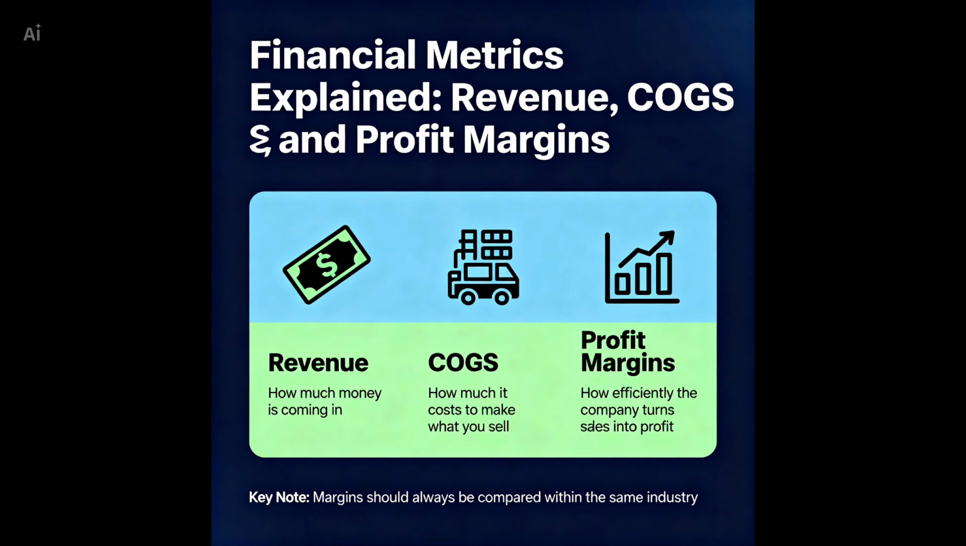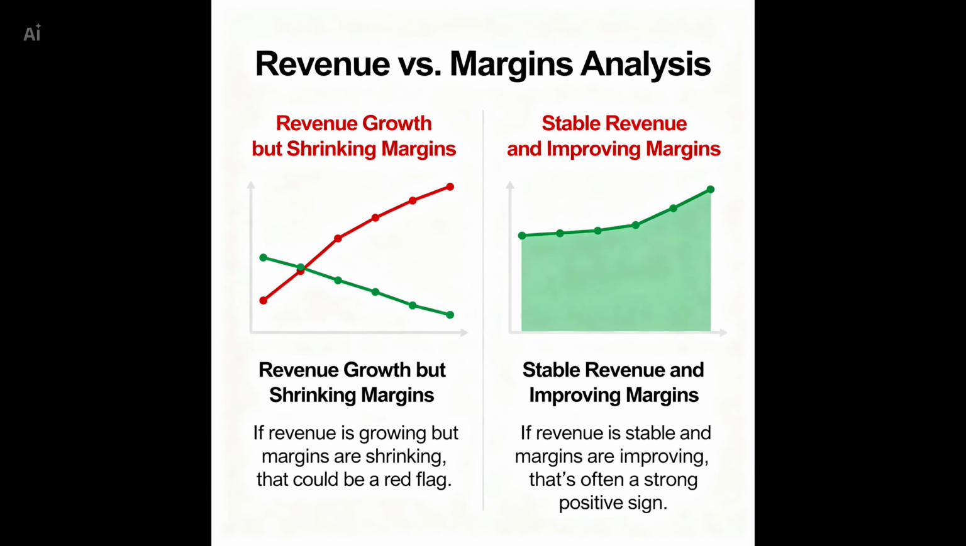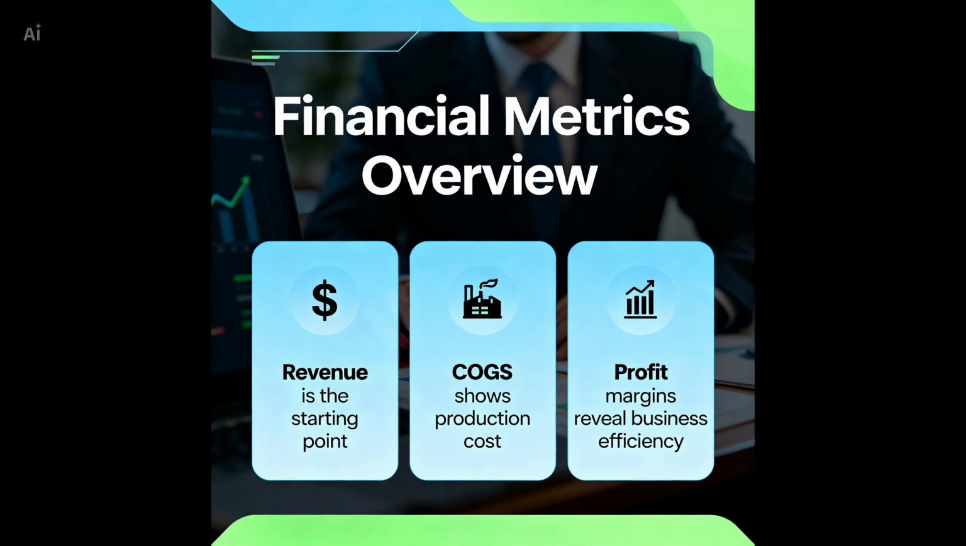Now let's connect everything quickly. Revenue tells you how much money is coming in. COGS tells you how much it costs to make what you sell. And profit margins tell you how efficiently the company turns sales into profits. If the revenue is growing, but the margins are shrinking, that could be a major red flag. But if the revenue is stable and margins are improving, that's often a strong positive sign to invest in that company.